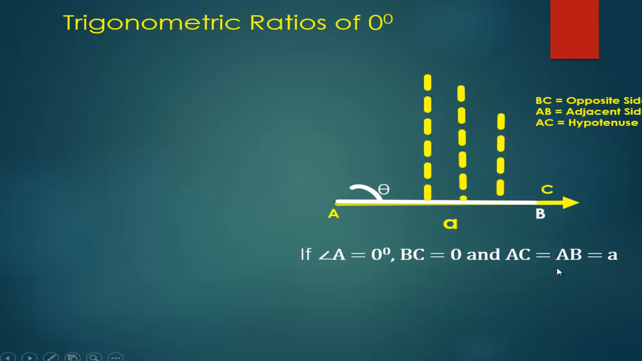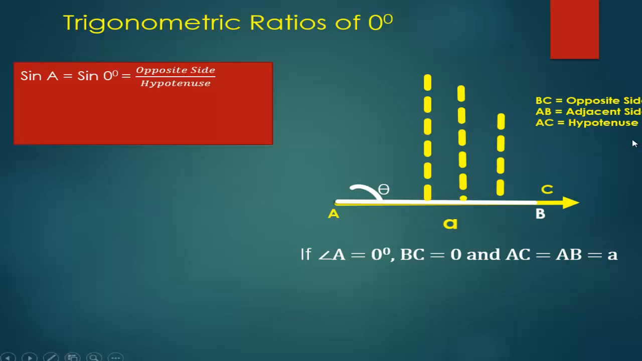Now let us see the trigonometric ratios of 0 degrees. Sin theta equal to sin 0, sin means opposite side by hypotenuse. Here the opposite side is BC, which became 0, and the hypotenuse is AC, which equals A. That is BC by AC, that is 0 by A, which equals 0. Therefore sin 0 equals 0.